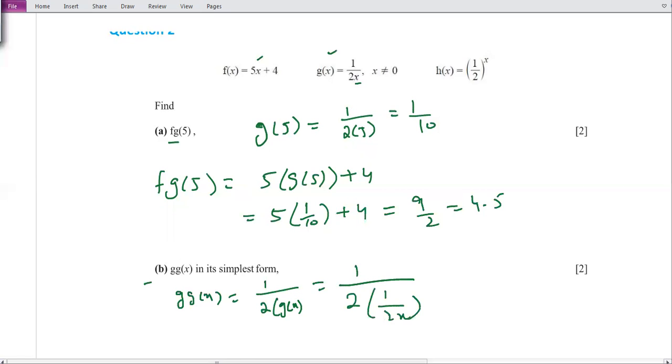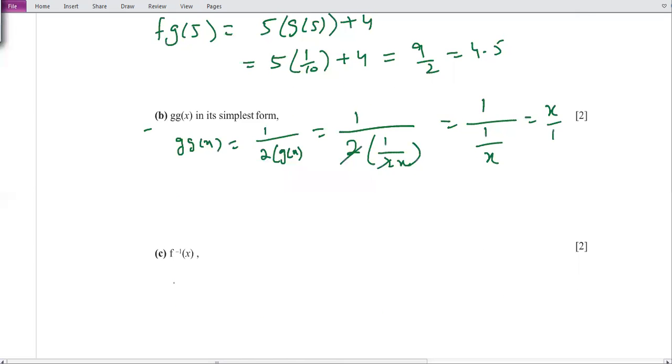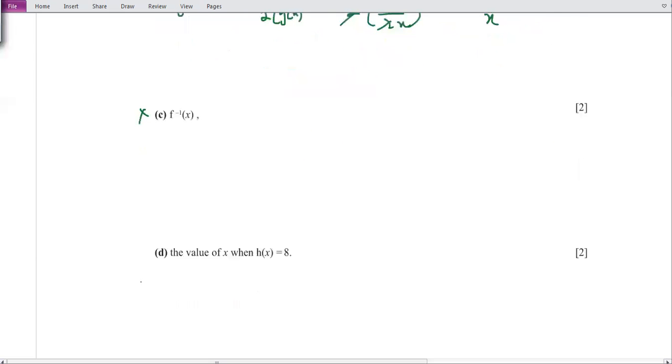2 will cancel with 2. This will become 1 over x. This is in the denominator, so it will go up. It will become x over 1, which is just x. Okay. Next one, inverse function. Obviously, when we do the inverse function, we'll do it.